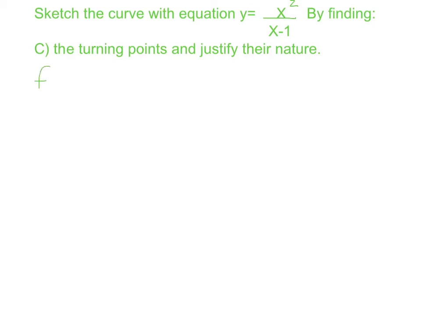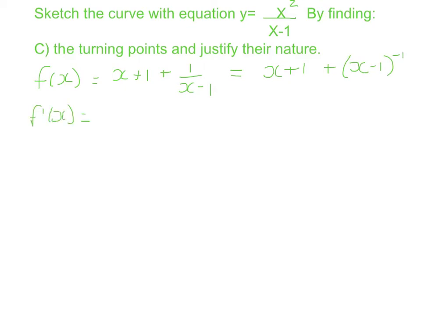So our function was x plus 1 plus 1 over x minus 1. So I'm just going to rewrite that as x plus 1 plus x minus 1 all to the minus 1, and then I'm going to differentiate. So it's going to give me 1 minus x minus 1 to the minus 2, which is 1 minus 1 over x minus 1 all squared.